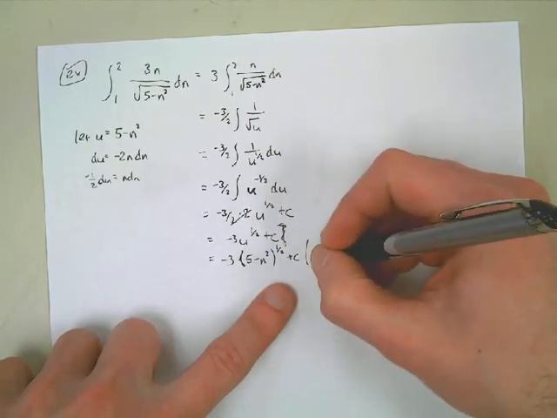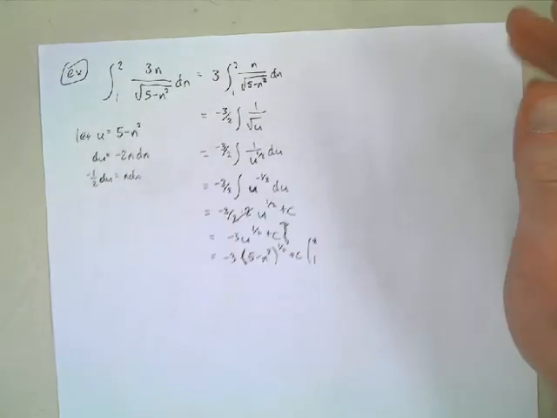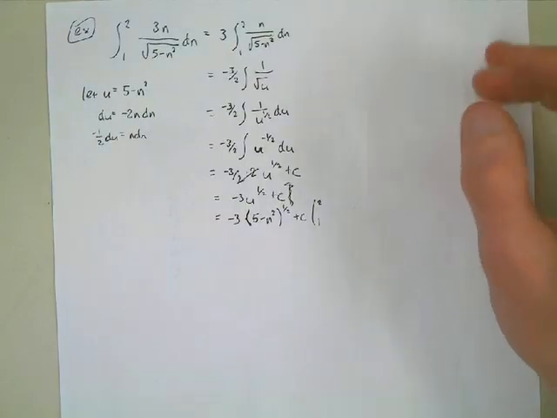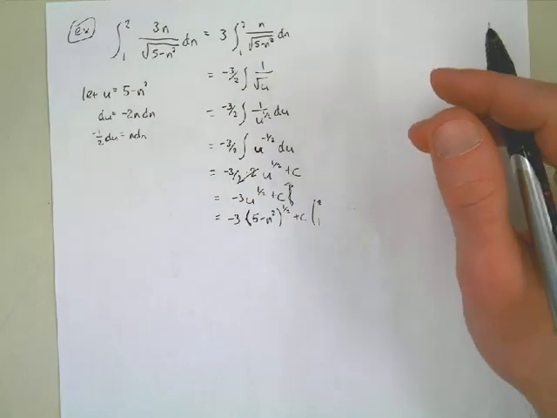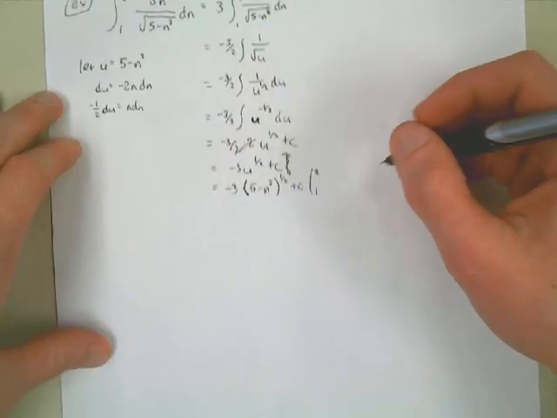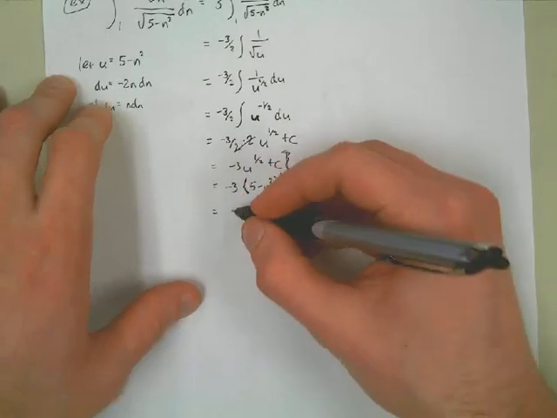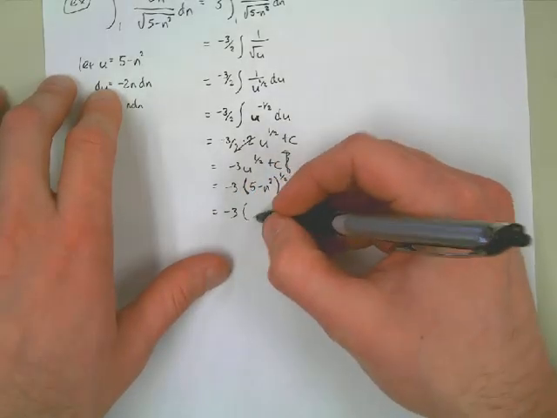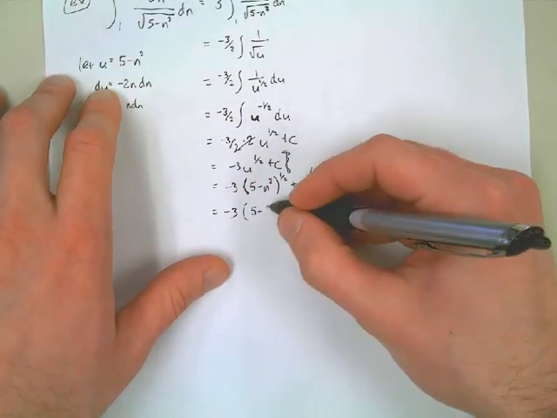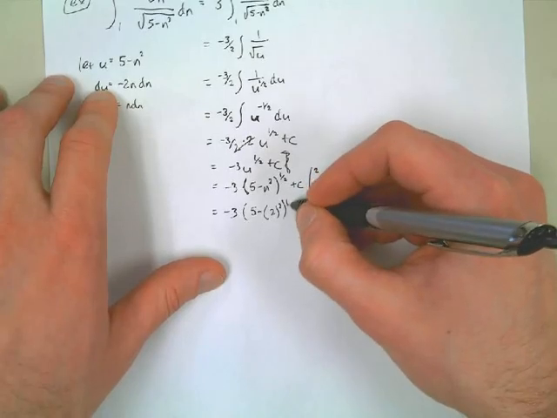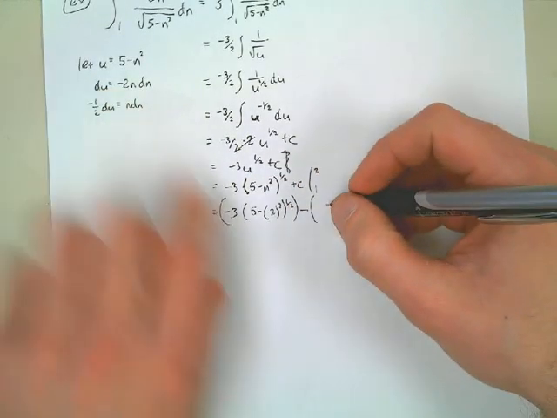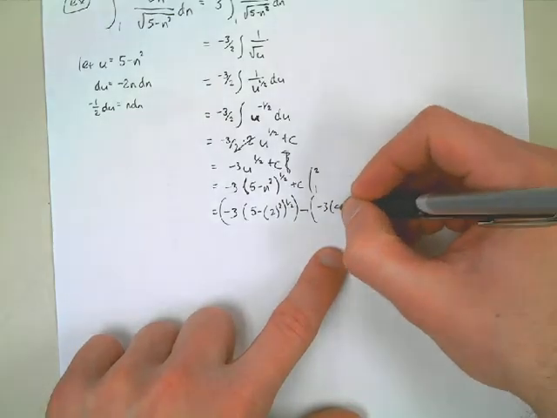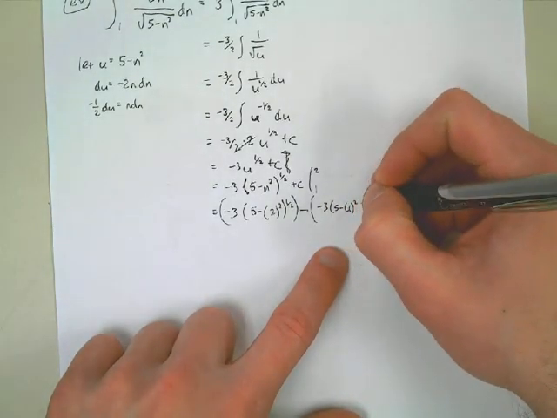Oh, you changed it. Yeah, you don't have to. If you did, that's fine. I didn't hear you say anything about changing the limits of integration, so I just figured you were going to wait till the end. But that's fine. Do it that way too. And now we finally plug in. So negative 3, 5 minus 2 squared to the 1/2, minus, and again, we use parentheses here, negative 3, 5 minus 1 squared to the 1/2.